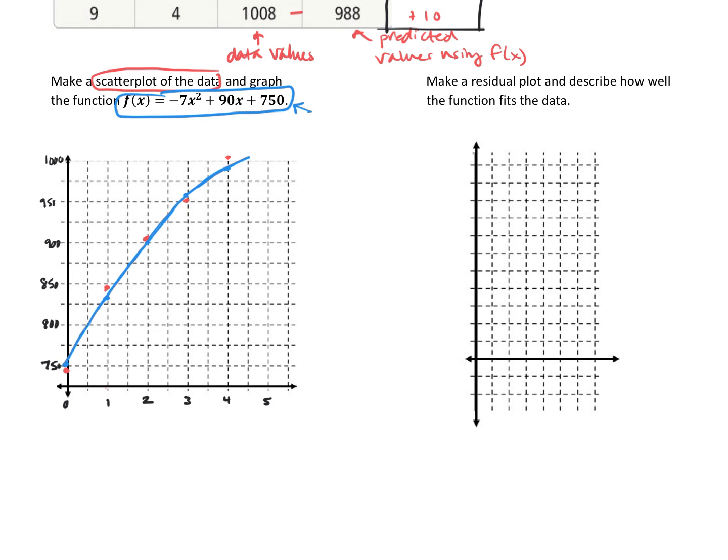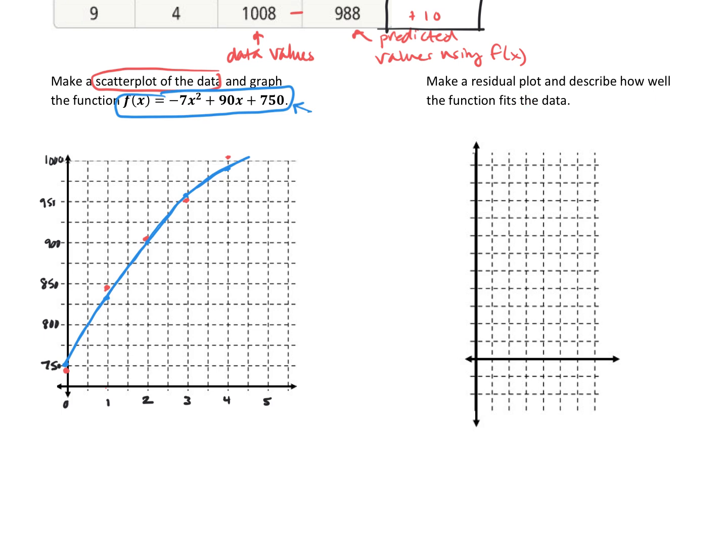So at a glance, it looks pretty decent, right? Like this function right here seems to model the pattern of points pretty well. It seems to be going not through every single exact point because that's not possible, but it's going kind of through the middle of them. So what we do next is we're going to graph the residual plots and describe how well the function fits the data.